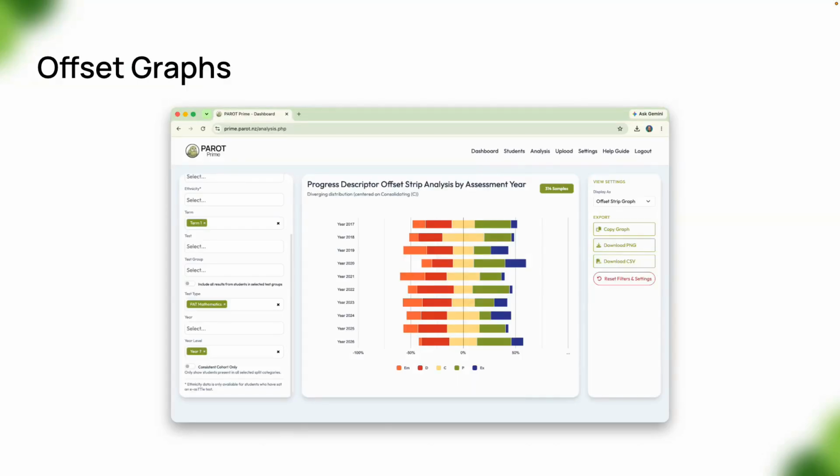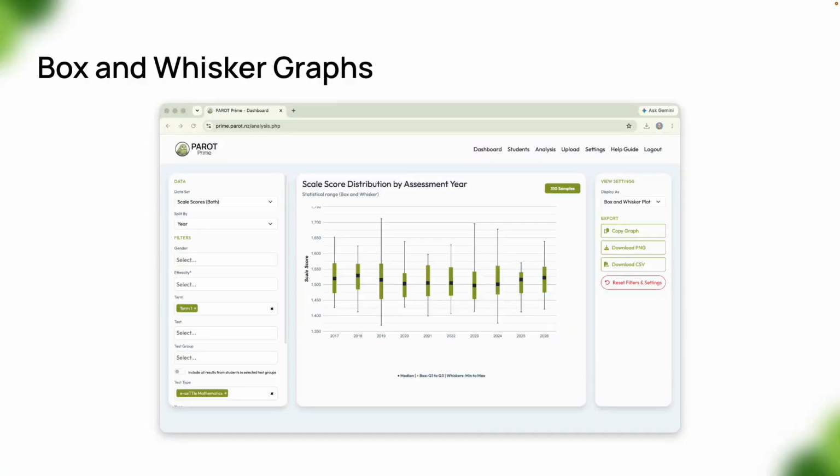So you can then slice and dice that data in all sorts of different ways. This is looking at year sevens, their PAT mathematics in term 1 over time. I can see that same data from 2017 through to 2026. We can see there was a bit of a blip for COVID. This year, we've got some really great results in my fictitious school. You can also display that as scale score, looking at box and whisker graphs, so we can see those shifts over time.